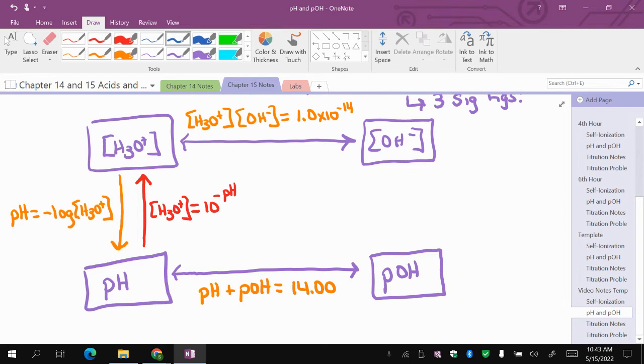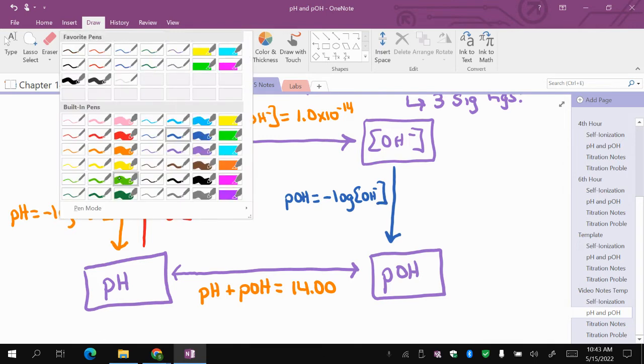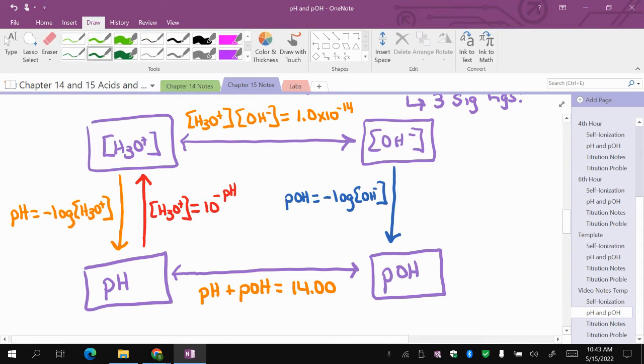If I know the hydroxide ion concentration, let me write the equation. If I know the hydroxide ion concentration, I can find the pOH, because that's equal to the negative log of the hydroxide ion concentration. And if I know my pOH, I can find hydroxide.